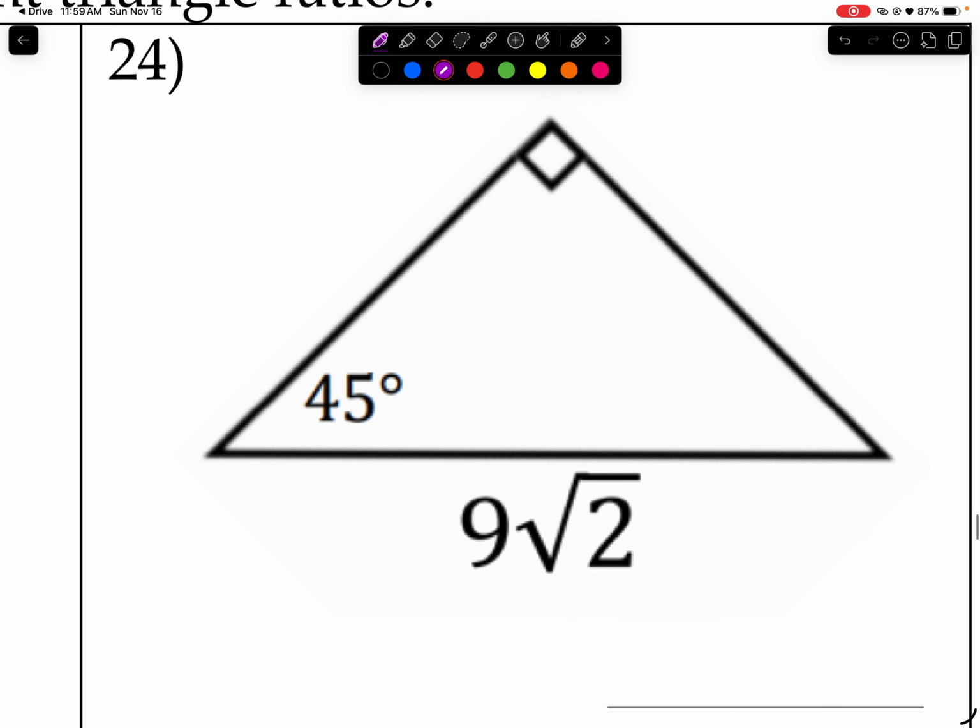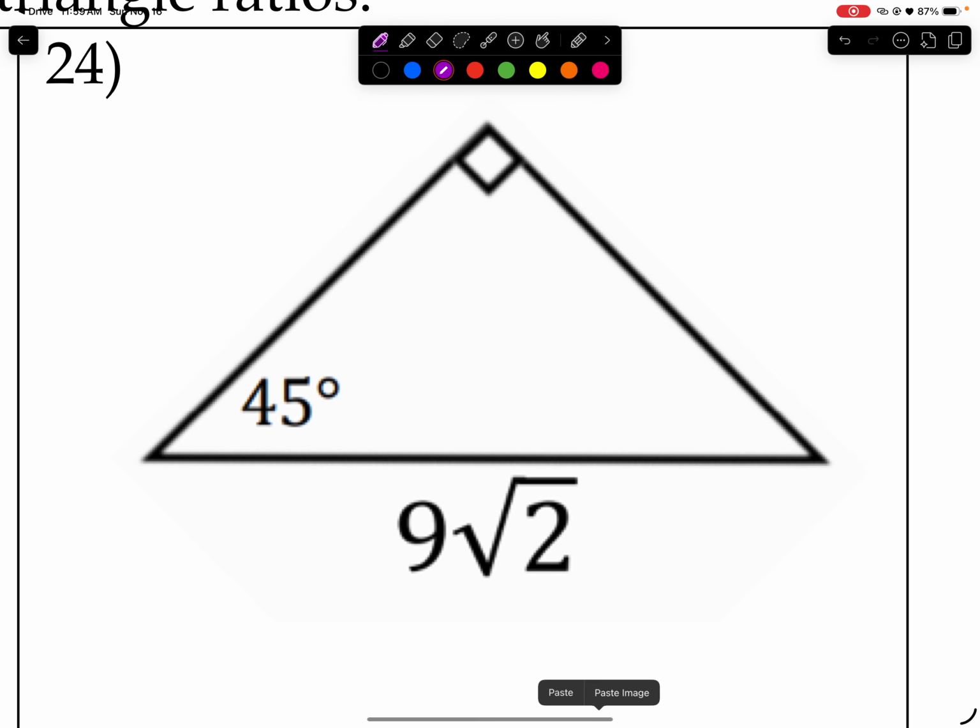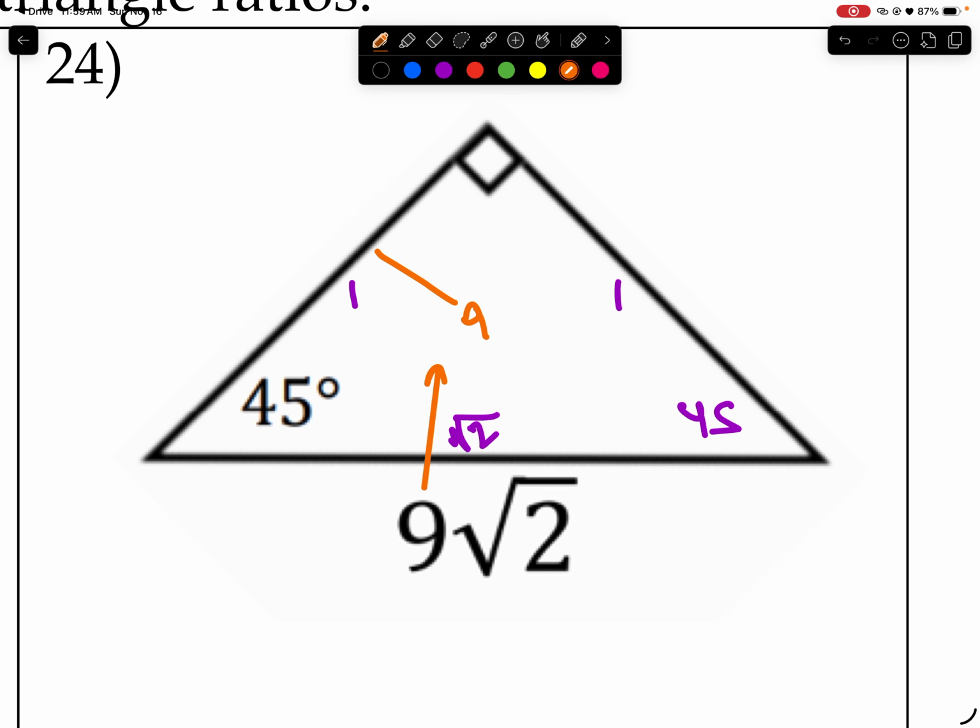Okay, then moving on. So we have another 45, 45, 90. So 45 over here. We have 90. Your two leg values are going to have ratios of 1. Your hypotenuse will have a ratio of root 2. So I'm going to divide going in. So 9 root 2 divided by root 2 is just going to give you 9. And then when you multiply out on both sides, we're going to have leg lengths of 9.